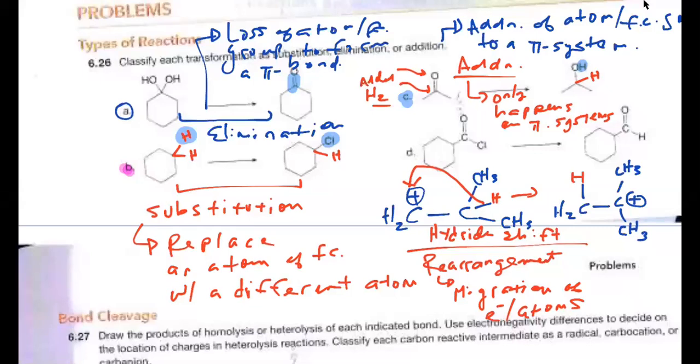Addition and elimination are the reverse of each other. If you get an addition product, in order to go back to your start materials, you have to do an elimination. In order to get an elimination product back to the start materials, you have to do an addition. So addition and elimination are the reverse of one another. Any questions about this? So we have substitution, addition, elimination, and then rearrangement. Those are my four types of reactions. We're okay so far?